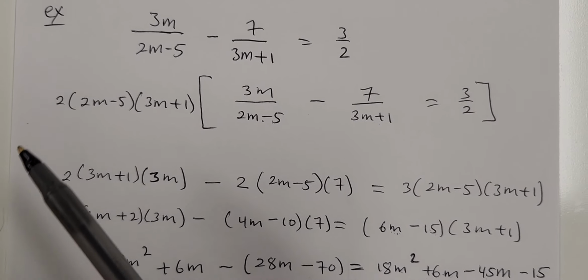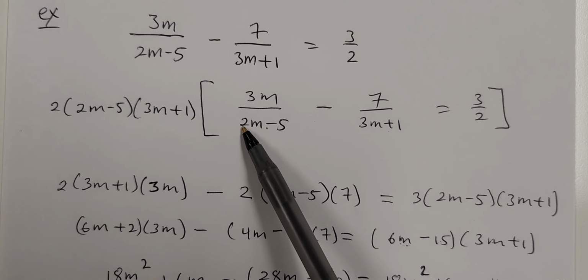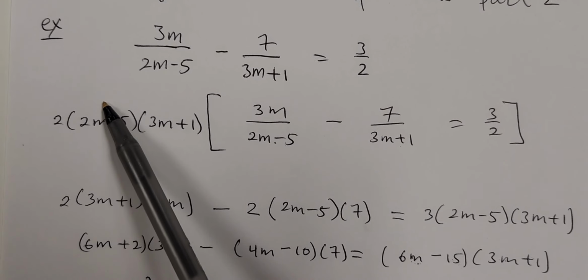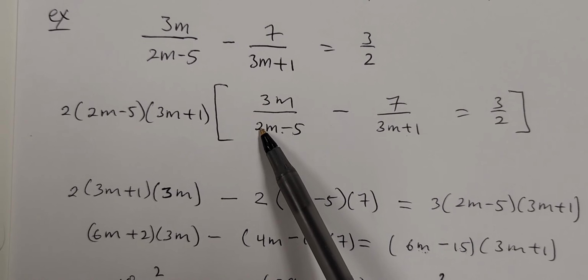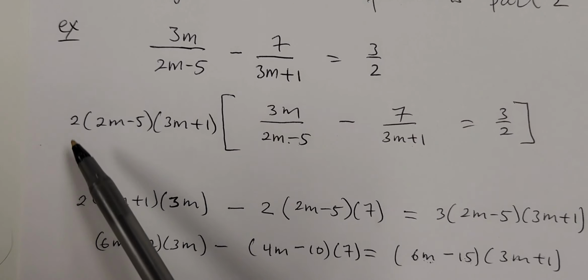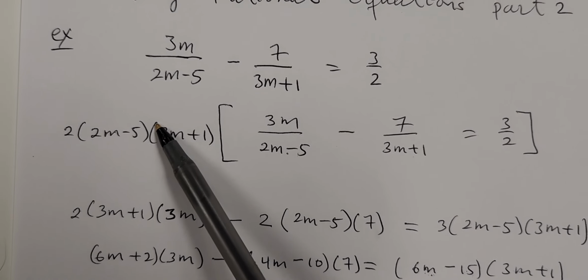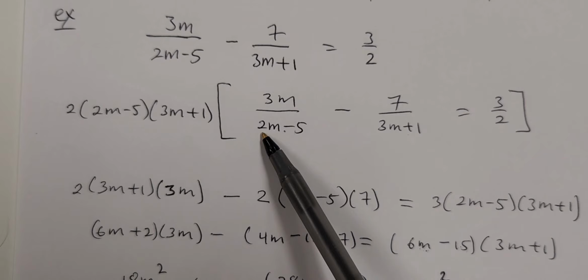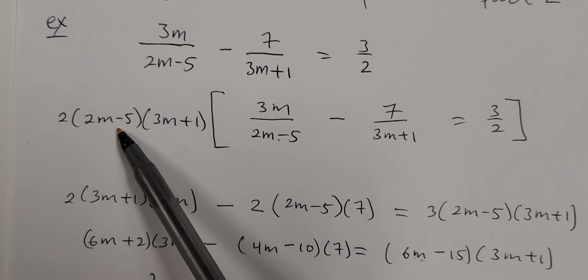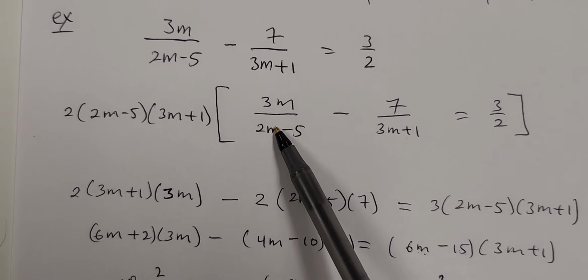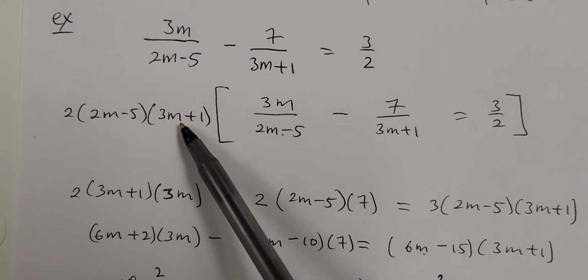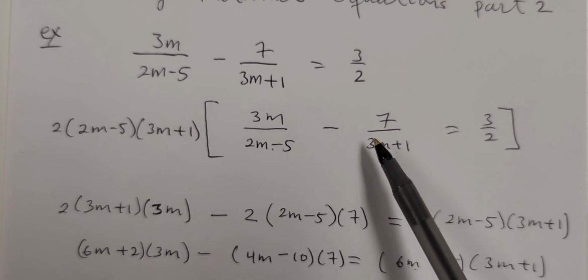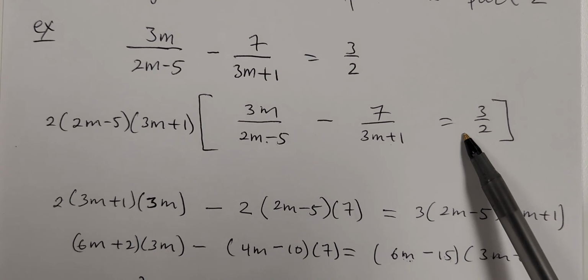As you can see, here the denominator is 2m minus 5. Over here, I also have 2m minus 5. Since these are the same, they go away. The only things you have left are the 2, the 3m plus 1, and the 3m, so bring them down. Repeat that process with the second and third fractions.